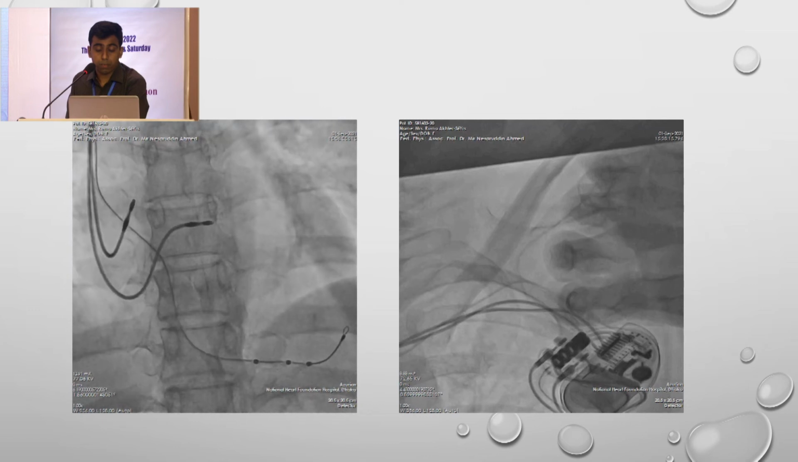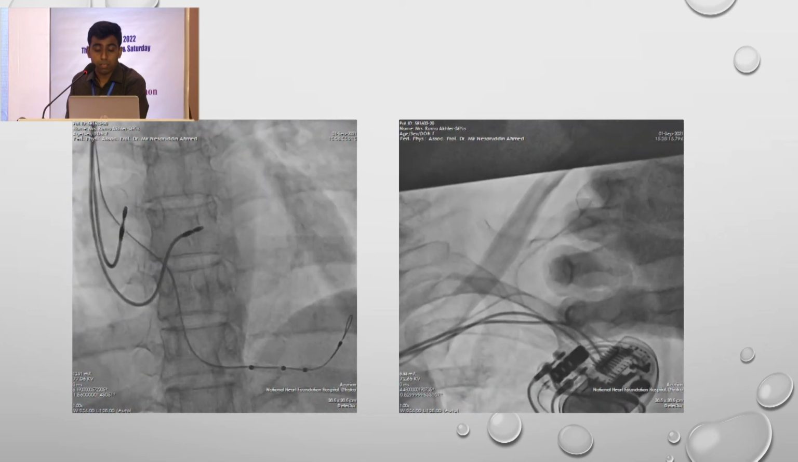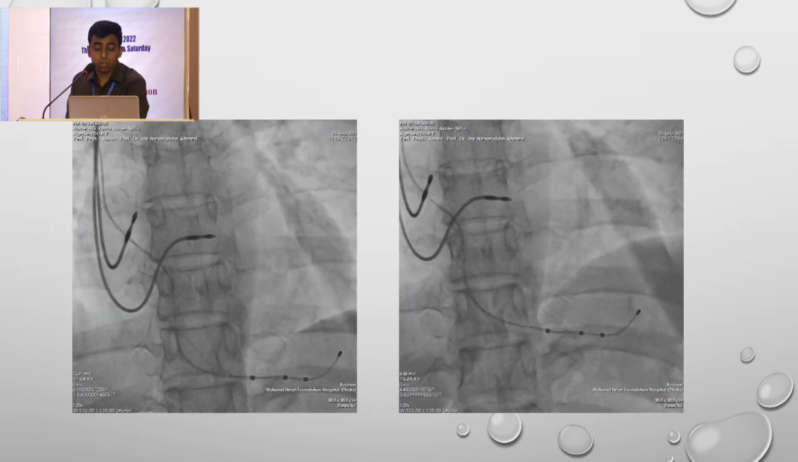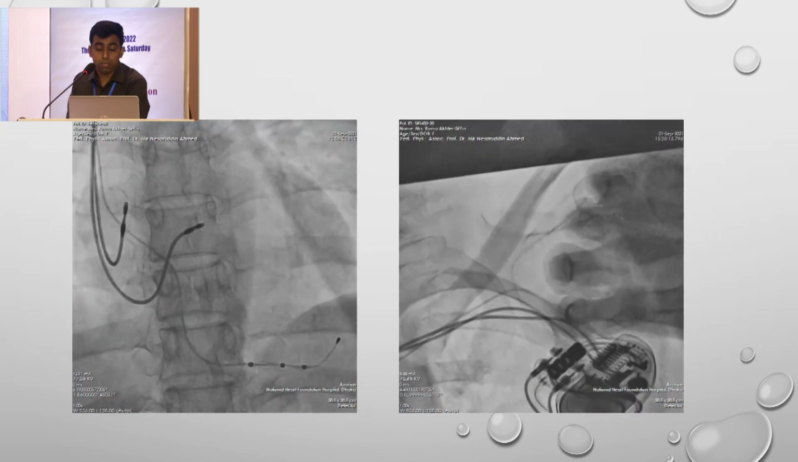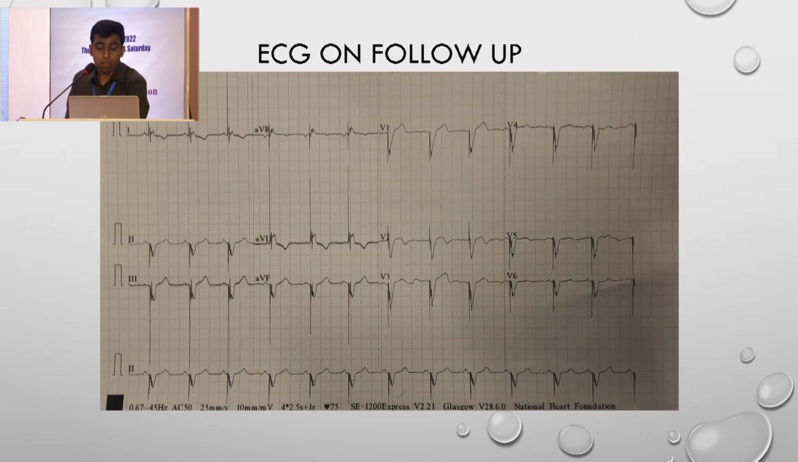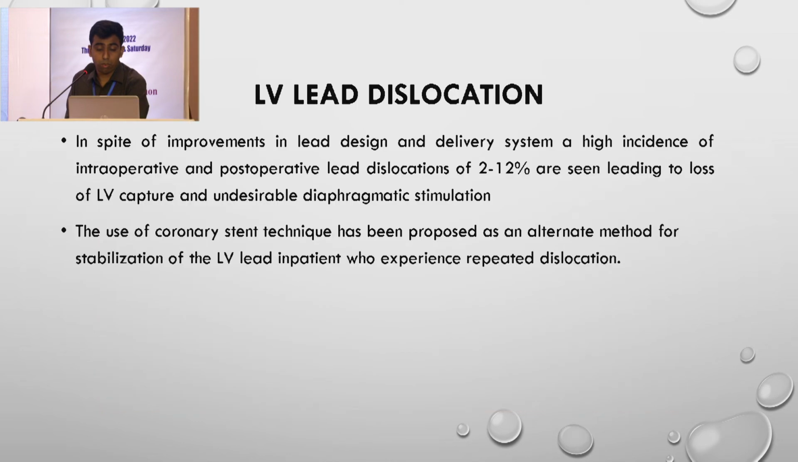And this is the final picture, showing that the LV lead is fixed and the stent is in situ in the proximal part of the LV lead. And this is the ECG just after repositioning of the CRT-P, showing a narrow QRS complex with biventricular pacing. And this is the ECG after the first month of follow-up.